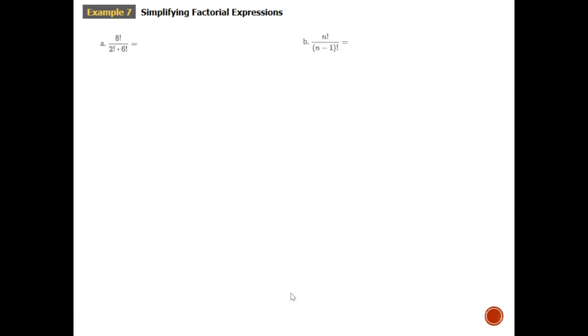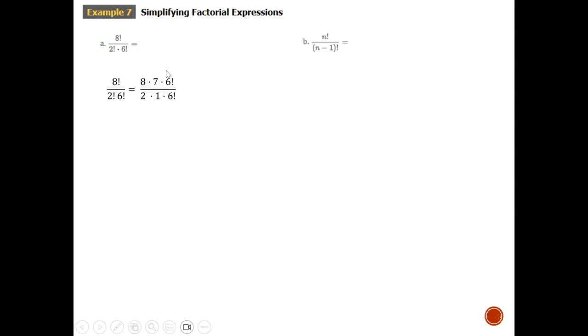Example number 7. Simplify factorial expressions. Okay, let's do A first. So 8 factorial is going to be 8 times 7 times 6 factorial. Why did I stop at 6 factorial? Because it's going to cancel the one in the bottom. And the denominator is 2 factorial, which is equal to 2 times 1.